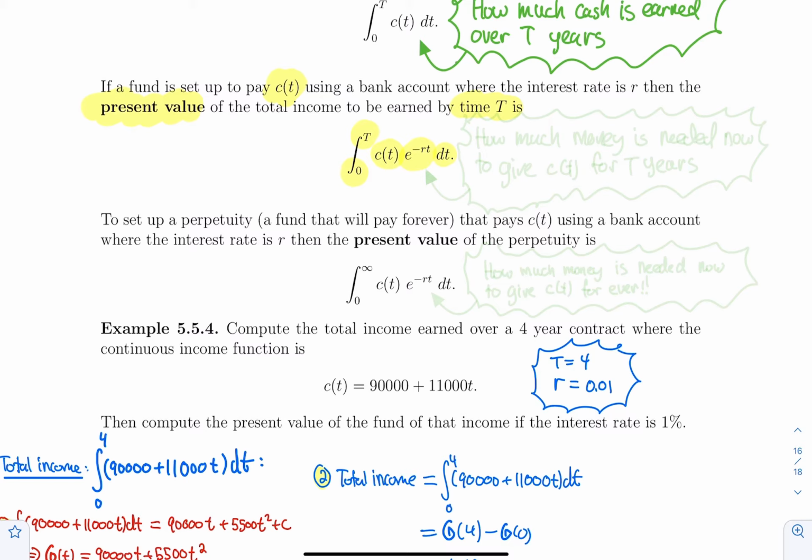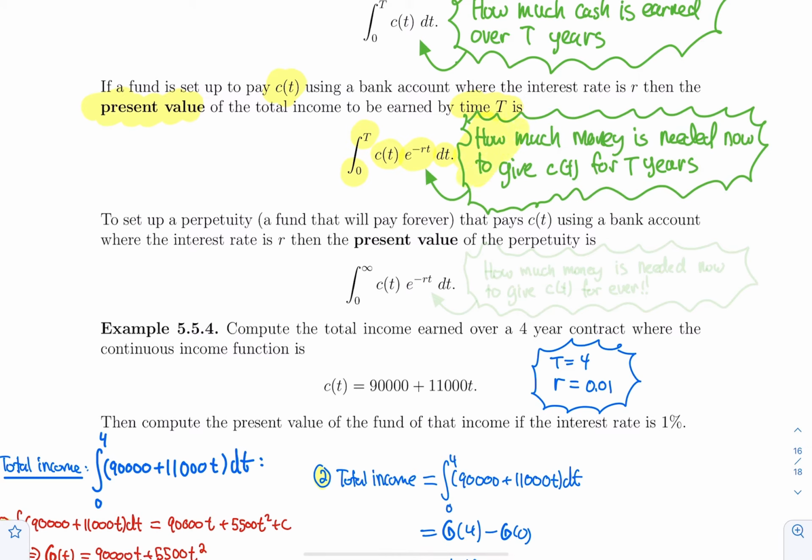This is going to compute how much money is needed now in your bank account in order to give c(t) for big T years. So that integral computes how much money you need right now.